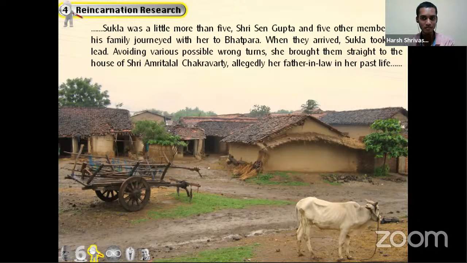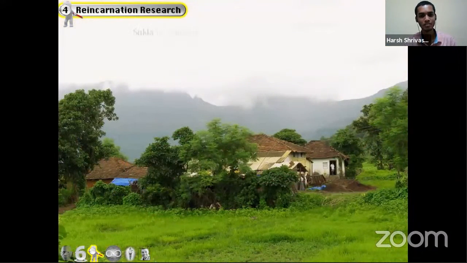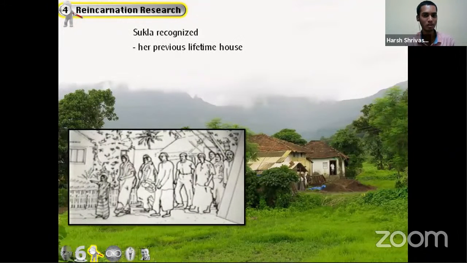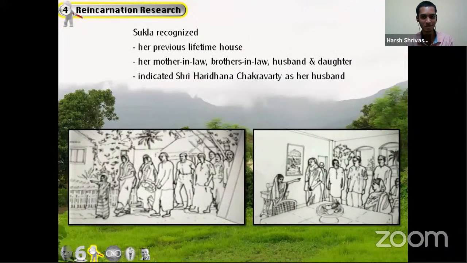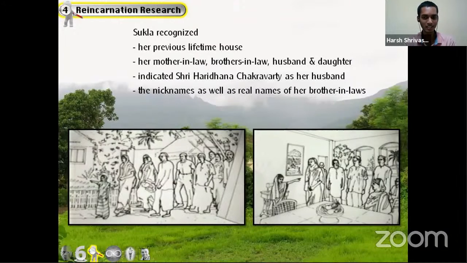So when they arrived, Shukla took the lead, and avoiding various possible wrong turns, she brought them straight to the house of Shri Amritalal Chakravarti, allegedly her father-in-law in her past life. So this Shukla was a small girl from a village. She was able to remember very precisely about her past life. She recognized her husband, her father-in-law, her mother-in-law, and she traced her house exactly, and where they used to keep various things, and even the nicknames of her brothers-in-law. And this is a real story. It's not something which somebody has made up, but these are all real stories. She indicated Shri Haridhar Chakravarti as her husband and found all her relatives.